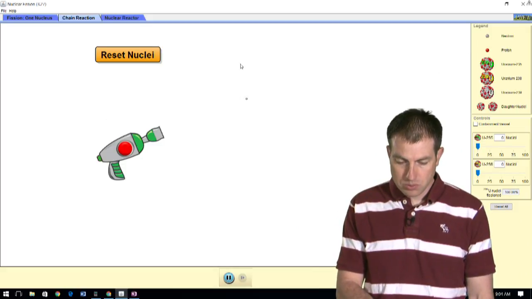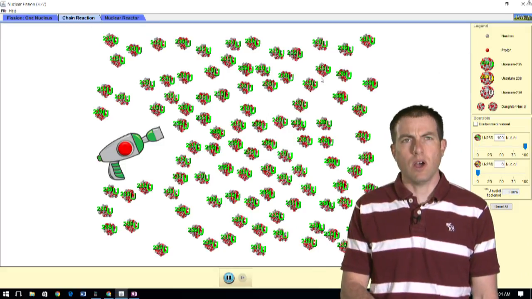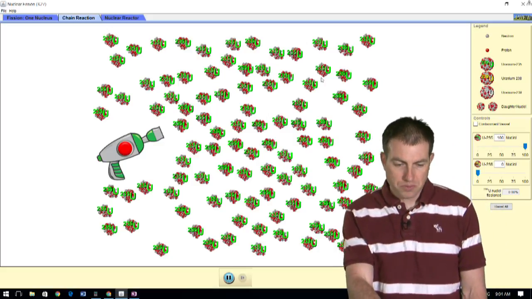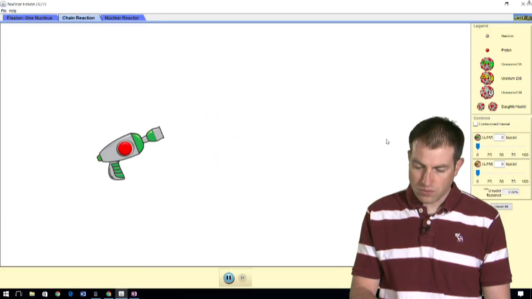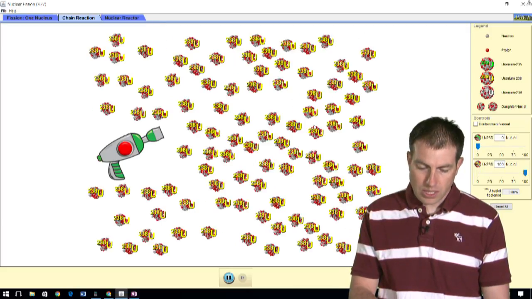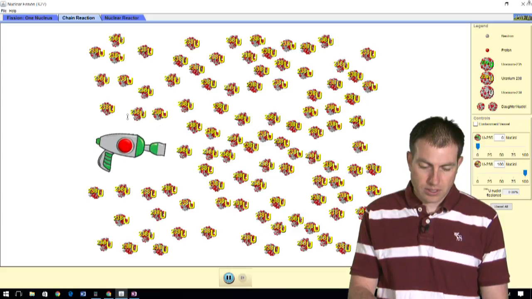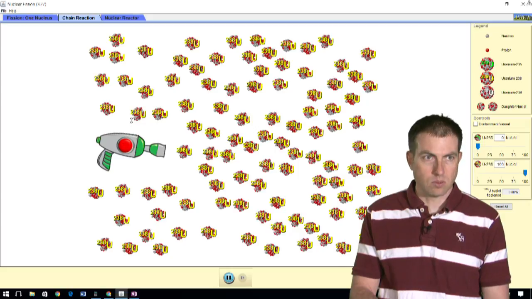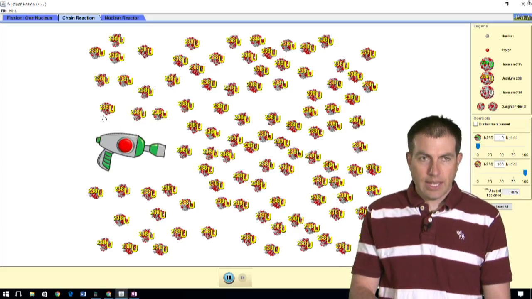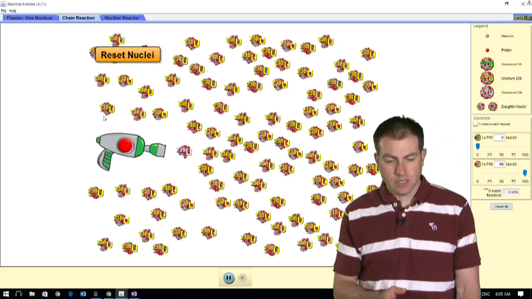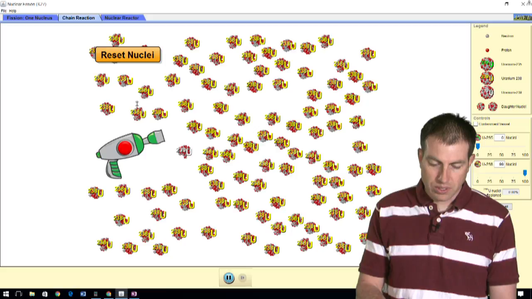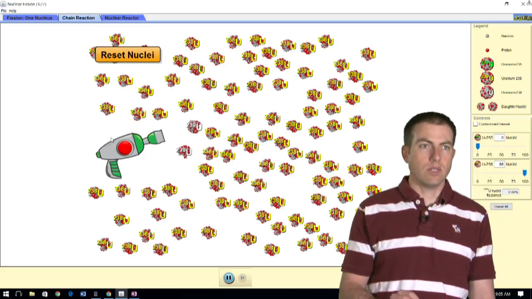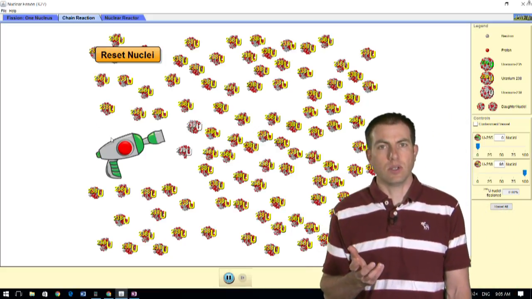Now, the problem with uranium-235 is it's not the most abundant isotope. Most of uranium is the uranium-238. So let's get rid of the U-235 and add some U-238. The majority of uranium we find in nature is uranium-238. So I'm going to aim at just this one nucleus here. And you'll see when the neutron hits it, it's kind of anticlimactic, but uranium-238, when it absorbs a neutron, changes into uranium-239, and that's a stable isotope.